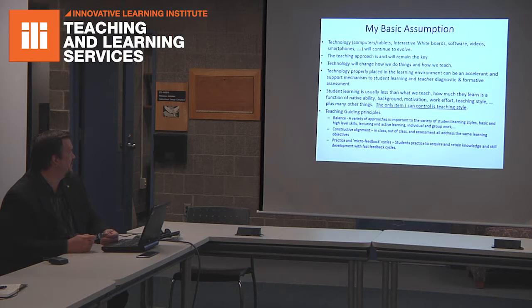Constructive alignment. I've got to make sure I align my stuff in class, out of class, and assessments to the same learning objectives. So for each class, I try and have 4 or 5 learning objectives. For each chapter, I may have 8 or 10. For each test, I will give it to them: these are the 12 things you need to be able to do. Here's the test from last semester, by the way. Don't go find it at the fraternity. Here it is. Here's what you've got to be able to do.